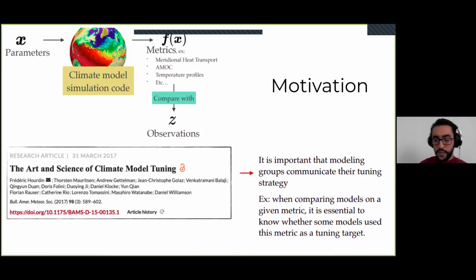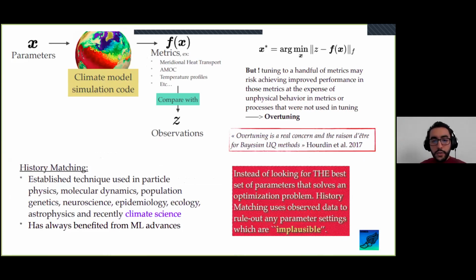So it is really interesting to know what the metrics and strategies were when tuning the models. You can, for example, think about this as an optimization problem. If you did optimization, you can just say, I will try to minimize this cost function because I do have an error. The error is what? It is the discrepancy between the metrics f(x) and the observation, right? And you are trying to find x that minimizes this error. But this is a bit problematic for climate sciences, because we are not trying to find one or the best set of parameters to solve this optimization problem.